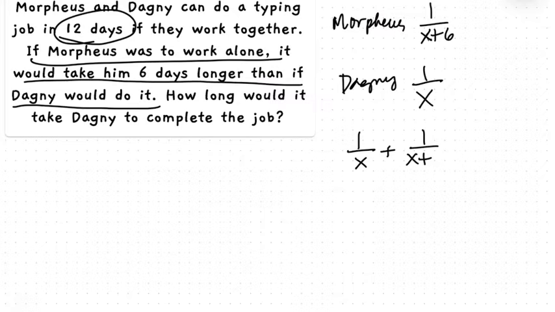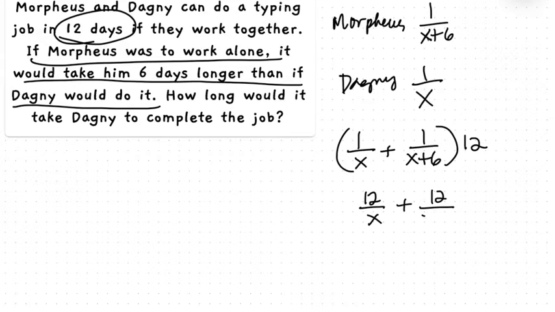So, ito yung part ni Morpheus. Ito yung part ni Dagny pala. Ito yung part ni Morpheus. If they work together, it would take them 12 days. So, we're gonna multiply that by 12. Ibig sabihin, 12 over x plus 12 over x plus 6 equals 1. So, bakit siya equal sa 1, mga anak? Kasi they are doing one job together. Okay? So that is how we formulate yung ating equation that we need to solve.